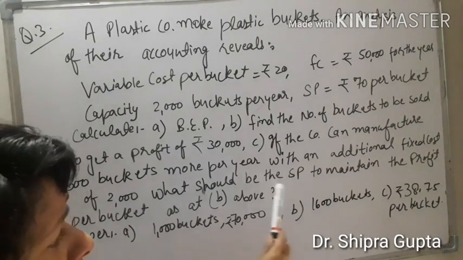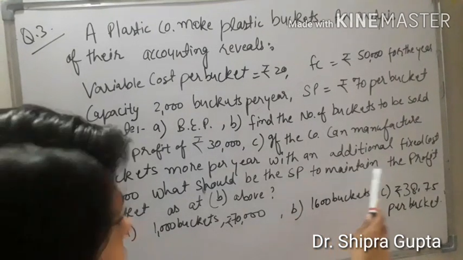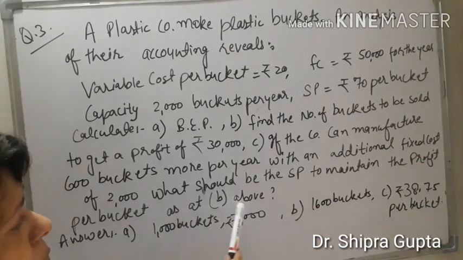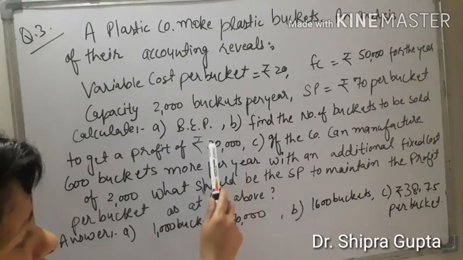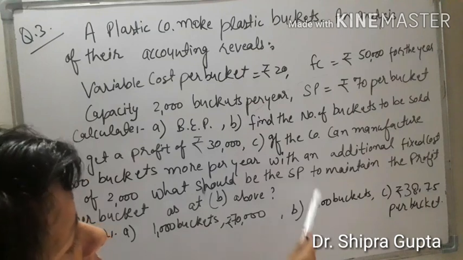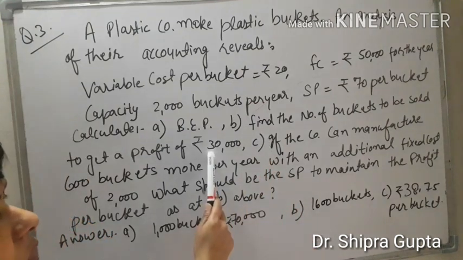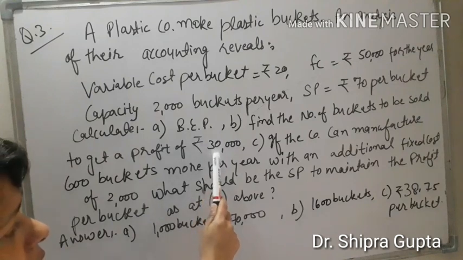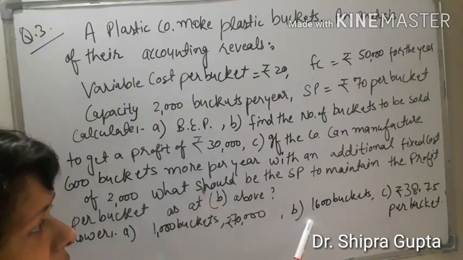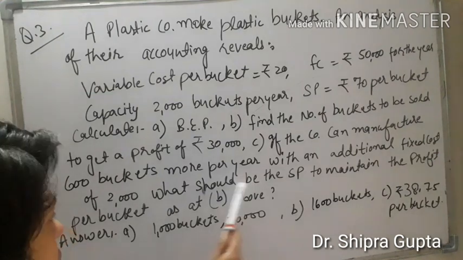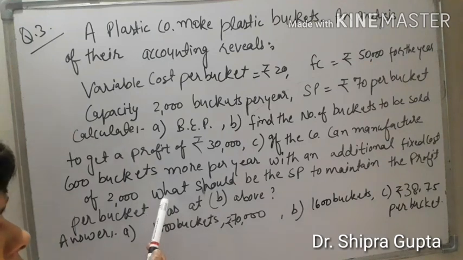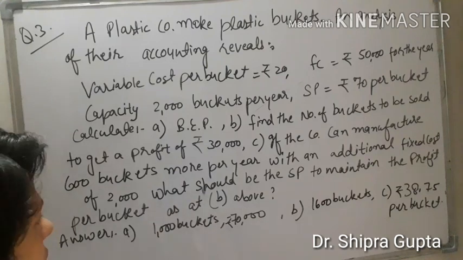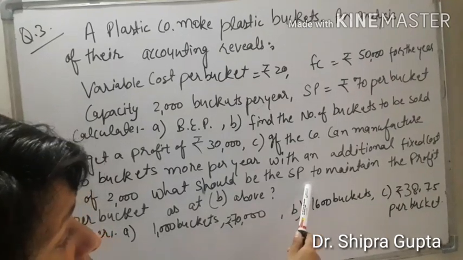Then what should be the selling price? Calculate the selling price to maintain the profit per bucket, as the second point. It means first we will calculate, from the second point, the profit per unit. In this question we have the buckets in terms of selling price and profit given. Then we will calculate per unit profit, 30,000 divided by 1600. Then we can find the per unit profit. In this question, 2,000 plus 600, 2,600 selling units is given. So 2,600 multiply per unit profit. Then we can find the total profit, and we will calculate the selling price per unit.